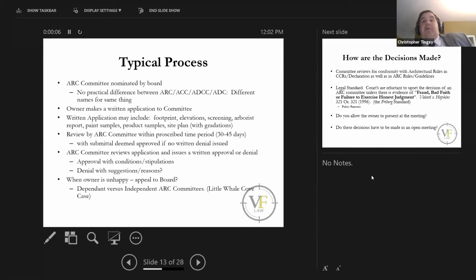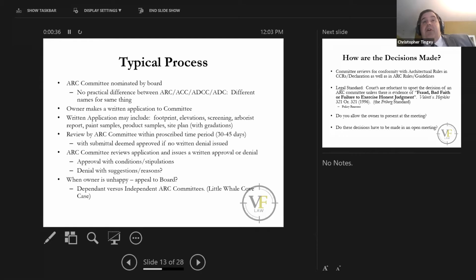Okay, very good. So this is a slide from the presentation that I had back in May, and it talks about the typical process. And if you have questions, just put them in the chat. Audrey, if you will, because I've got the presentation up, I'm not seeing the chat questions, so I'll have you jump in if there are questions about this along the way. But this is a typical process for architectural review.